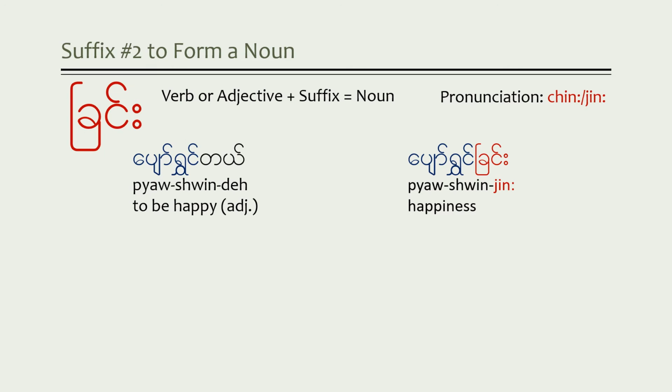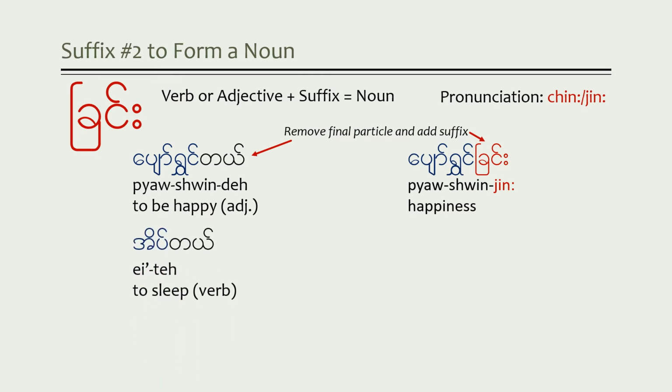So the word is pronounced pyoshwin jin. We use the same process for all suffixes. Replace the final particle with the noun-forming particle. Now, many words, even in the spoken language, don't use the mu particle. For instance, the verb for to sleep, ate. What will change it into a noun? Well, replace that last particle, and it becomes achin.